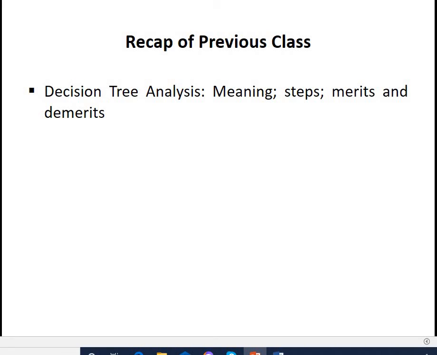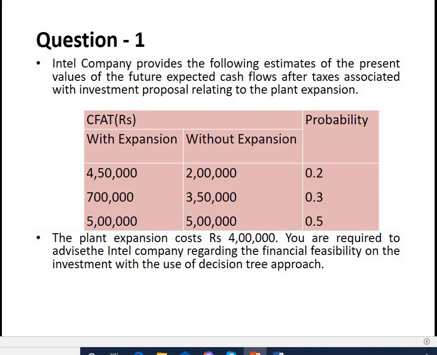We have seen the steps in construction, the merits of decision tree analysis, which gives a detailed insight about the various alternatives of the project, and also the demerits, where it becomes a cumbersome calculation when it involves more alternatives and where the sequence of events is large. In today's session, let's solve some of the problems based on decision tree analysis.